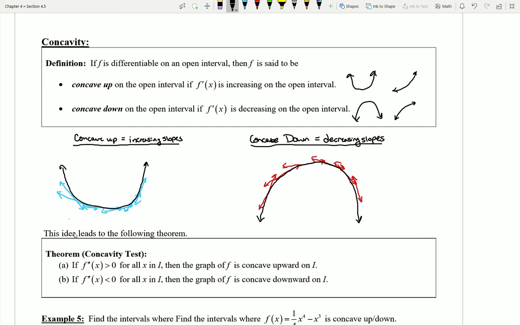Okay, so here's how we can go ahead and start to summarize all of this stuff into a nice theorem.